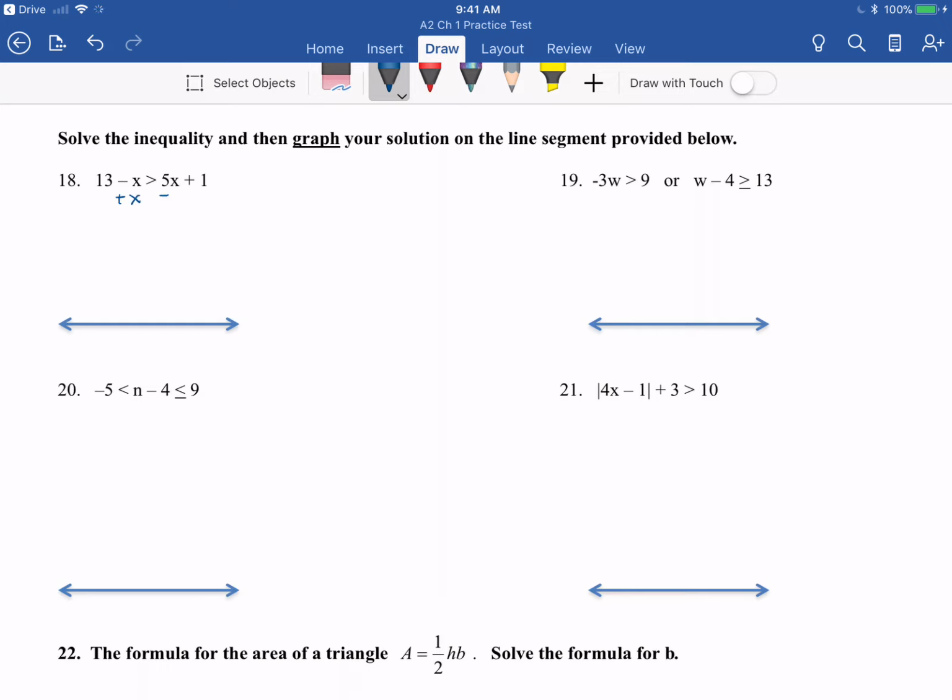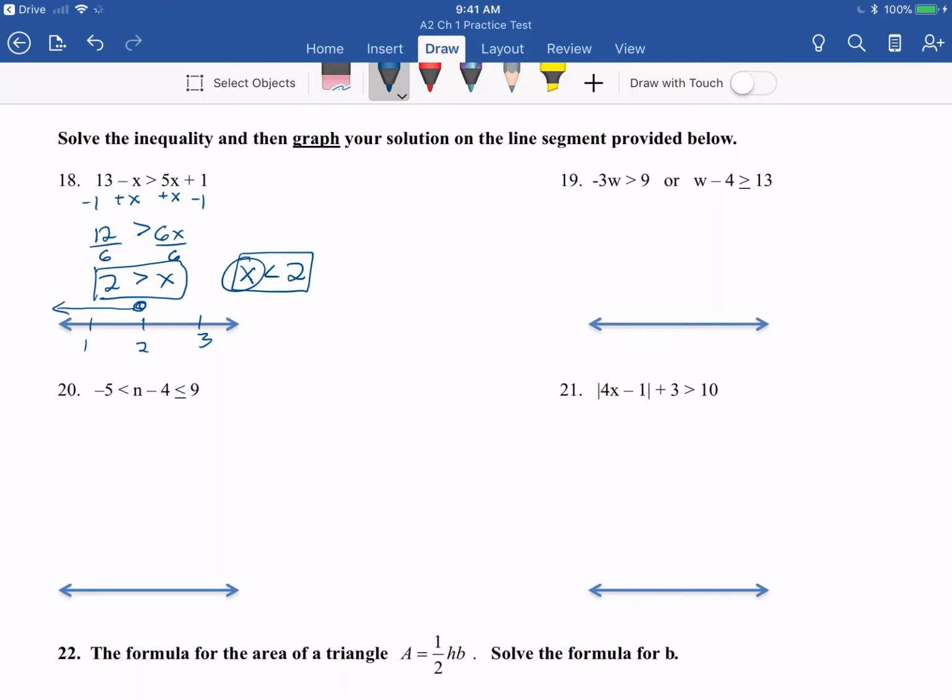So I'm going to add the x over, and I'm going to subtract 1. Okay, so I have 12 is greater than 6x. If I divide by 6, I have 2 is greater than x. So be careful here. If I have a dot at 2, it is an open dot. Okay, if I have 1 over here and 3 over here, you have to make sure that this arrow goes this way, because remember, this is going to be the same thing as x is less than 2. All right, so anything that is less than 2 is to the left. That x needs to be on the left side in order for your arrow to point in the same direction.